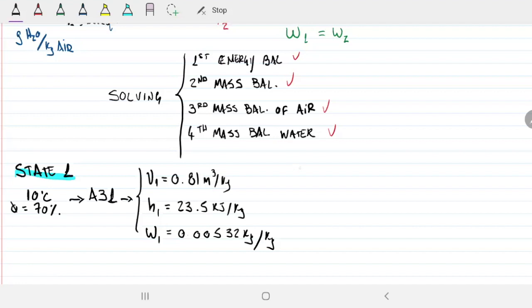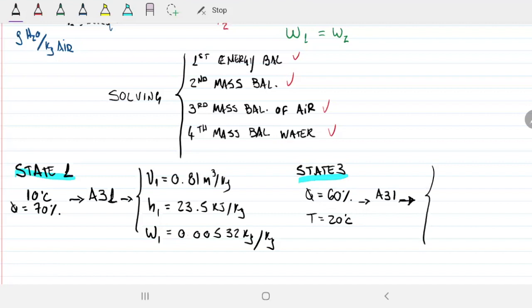So I'm going to do the same thing for state three. Because in state three, we also have two properties, right? We have the relative humidity of 60%, and we know the temperature is 20 Celsius. So exactly the same process. And I encourage you to do it with me as well, to make sure that you know how to do it and you don't get any problems.